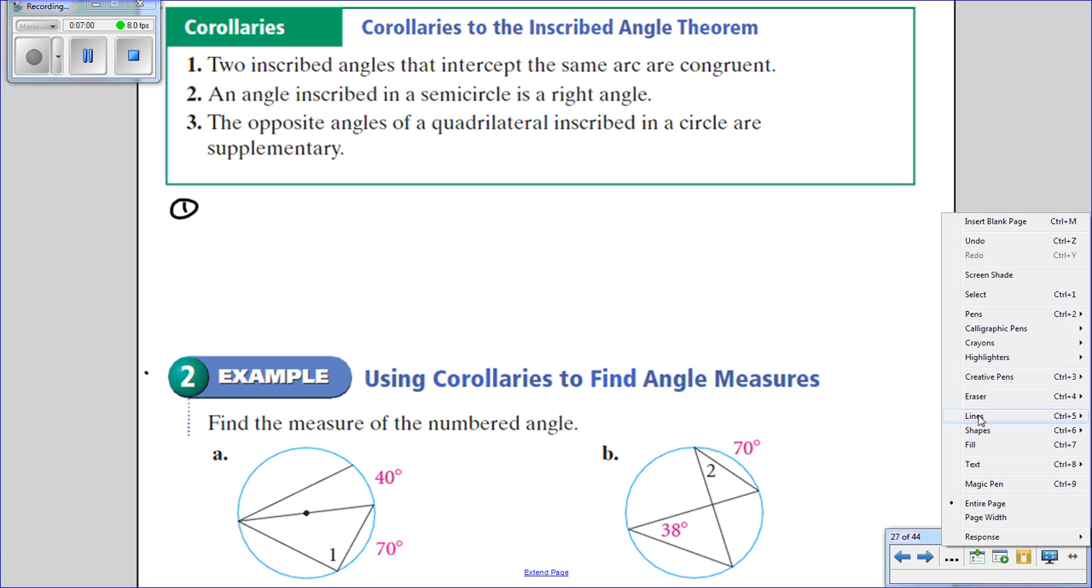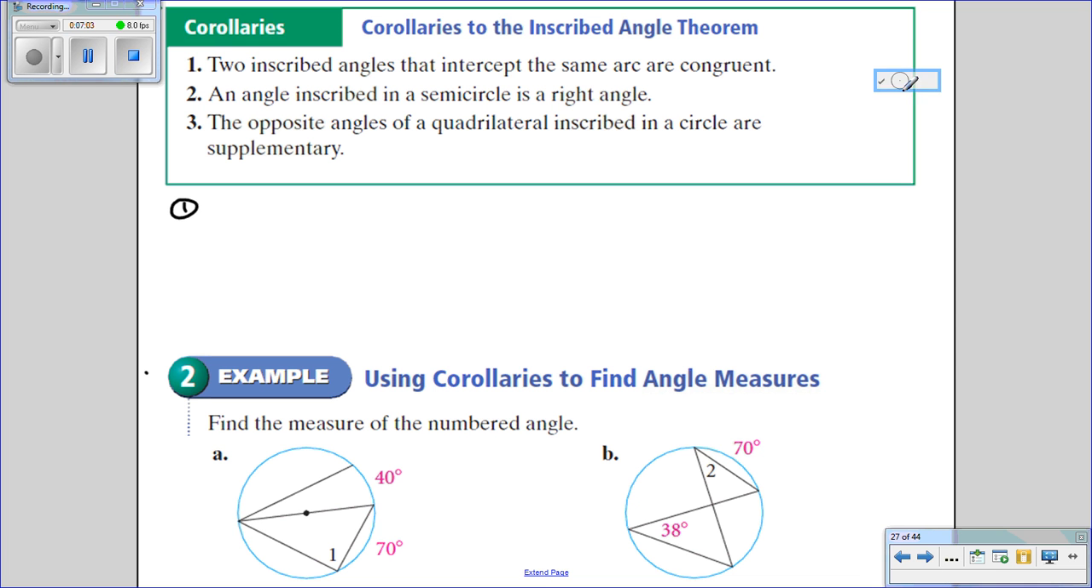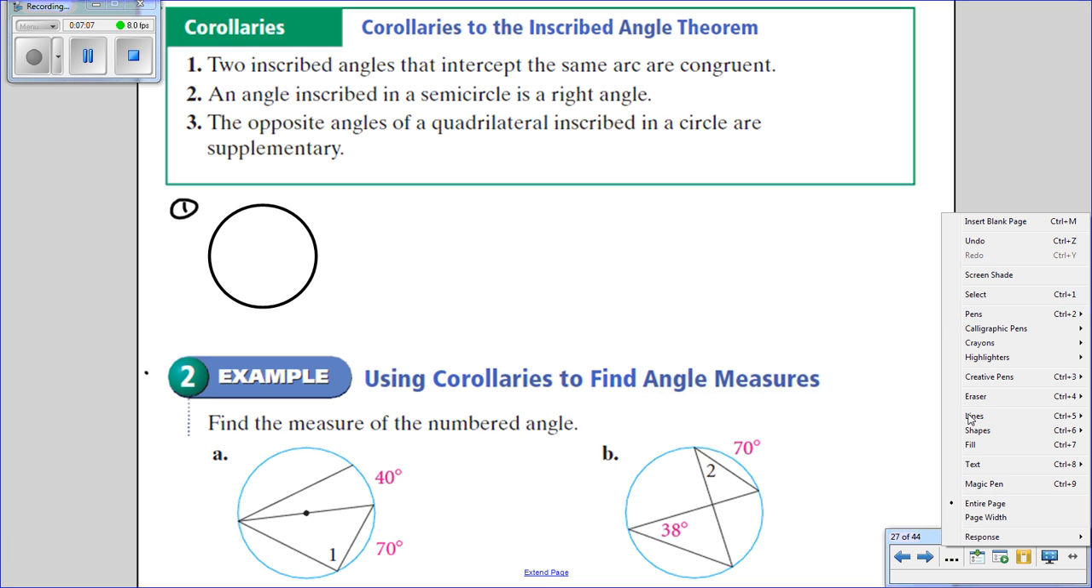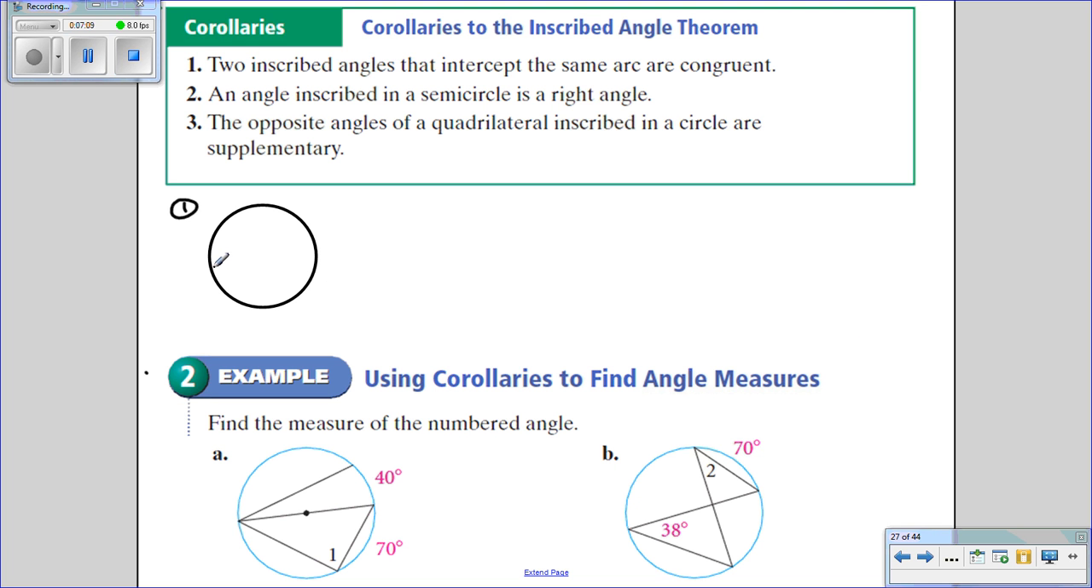Let me draw a circle for you. So if I have an inscribed angle, let's say I have this inscribed angle. This inscribed angle intercepts this arc right here. If I have another inscribed angle that intercepts that same arc, then these two angles are going to be congruent.